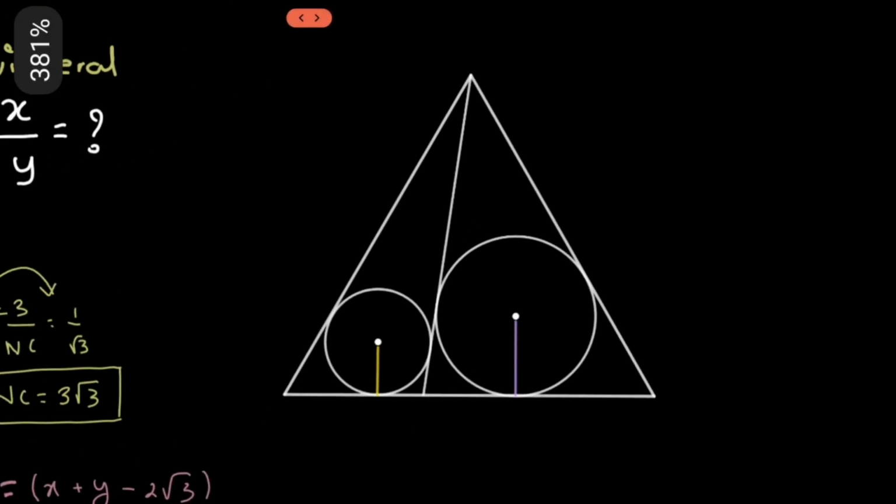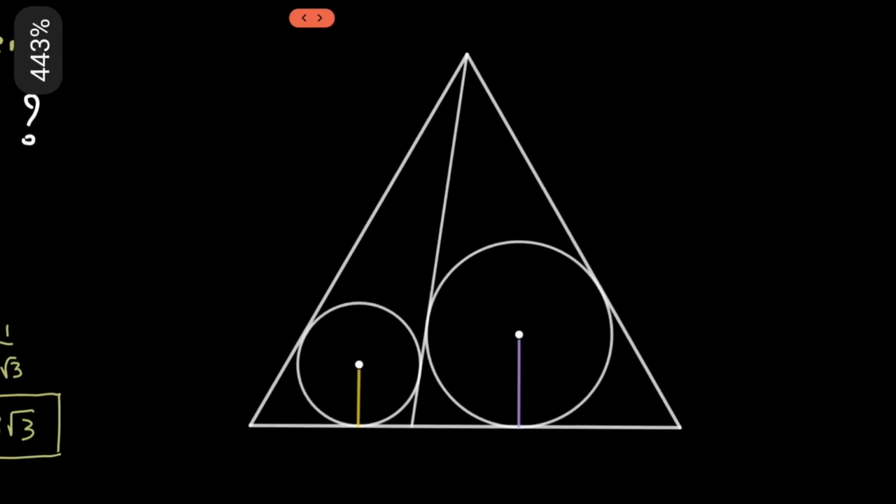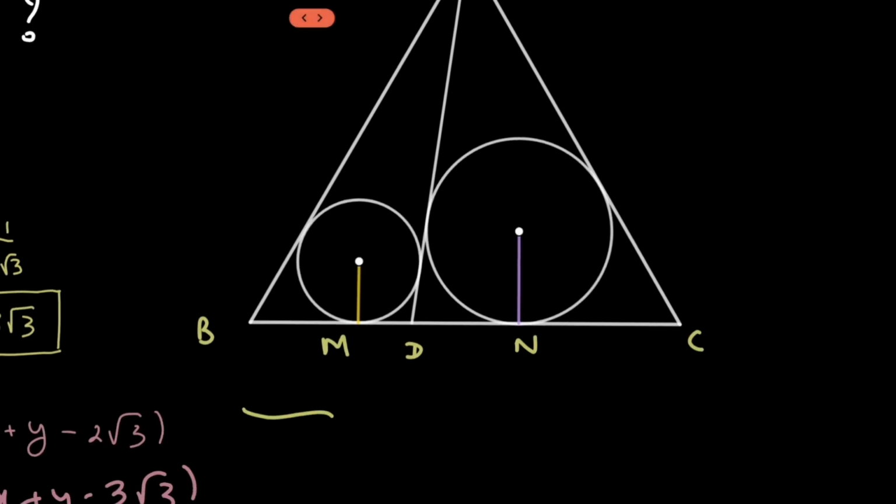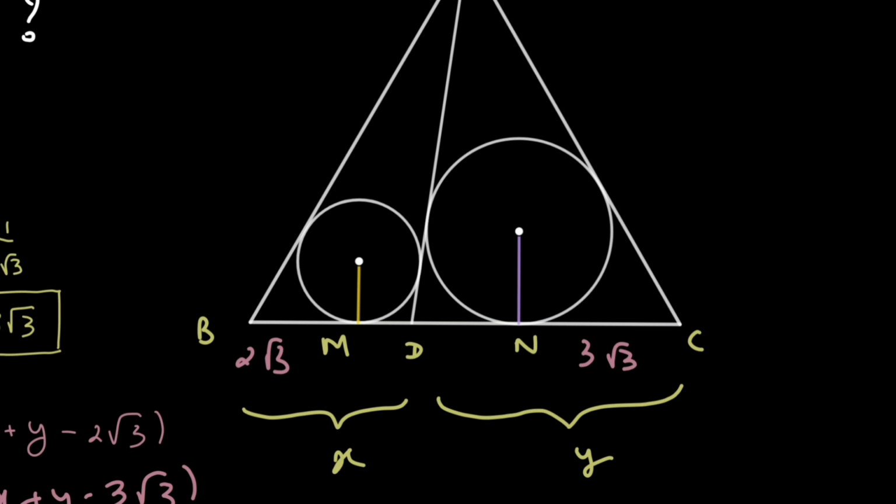So here I have taken the second diagram and the labelings will be the same. The points A, B, C, D, M, N. The length of BD was X, the length of DC was equal to Y. And now we will put some details that we got from the first part. The length of BM is 2 square root of 3, the length of NC is equal to 3 square root of 3. The radius is 3 and this radius is 2, that was given data.